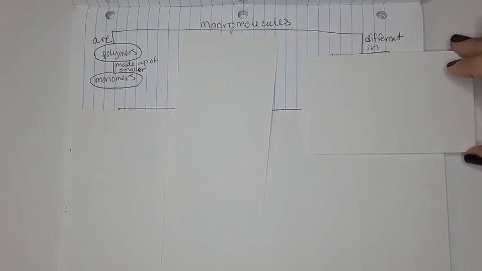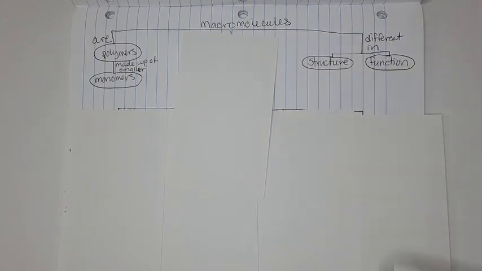These macromolecules are different in two ways. They're different in structure and in function. So these groups that we're going to talk about all have their own unique functions and uses in life. But how many of these groups are there?